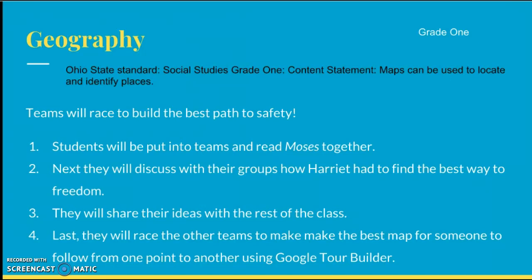The first lesson I have planned is for a geography classroom in the first grade. Teams will race to build the best path to safety. First, students will be put into teams and read Moses together. Next, they will discuss with their groups how Harriet had to find the best way to freedom. Then they will share their ideas with the rest of the class. Last, they will race the other teams to make the best map for someone to follow from one point to another using Google Tour Builder.